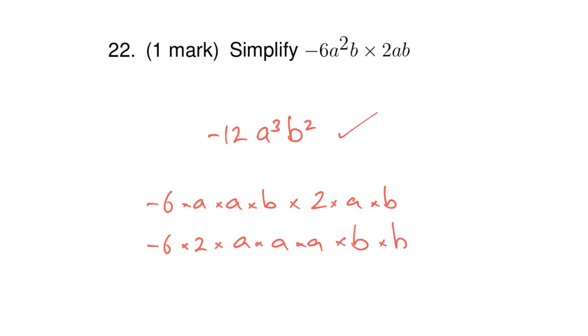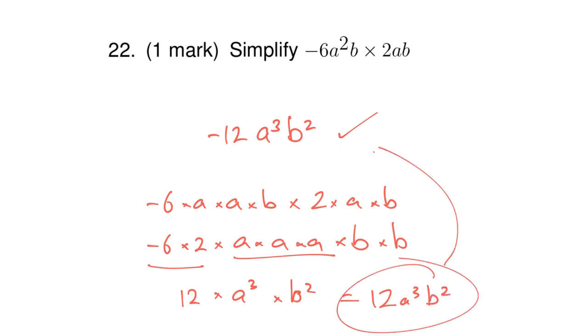And now I can go through and tidy all that up. -6 times 2 is -12. A multiplied 3 times gives me a cubed. And b times b gives me b squared, which all tidies up to be that, which is the same thing we got up here. We just went through a few more steps for those of you who needed to see it a little more clearly.